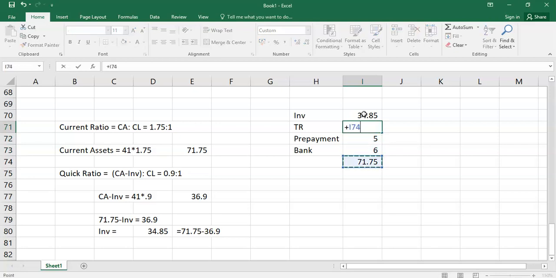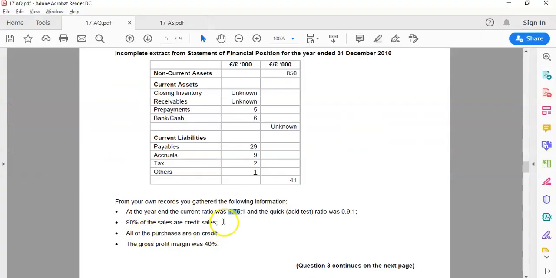Trade receivables must be 71.75 minus inventory, minus the prepayment, minus the bank. So your trade receivables are 25.9. And again, all of these are getting marks as you go through. But what a lot of students struggled with was to start the question. They didn't know how to use the ratios, which you need to know going in.